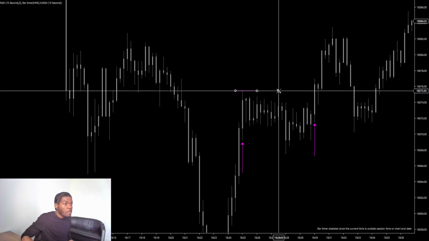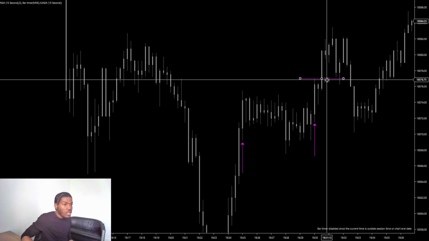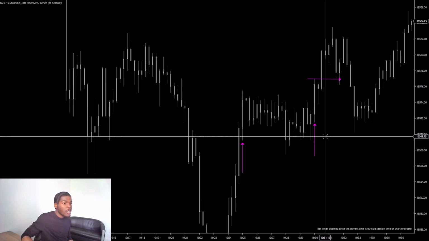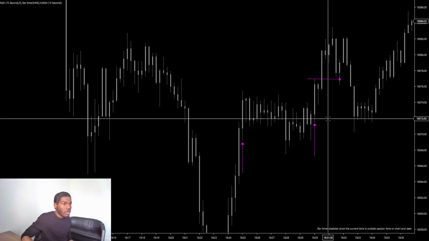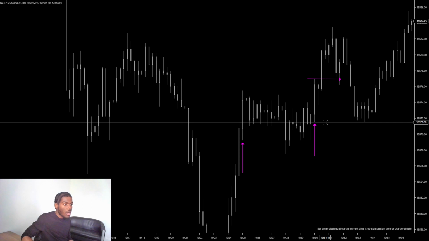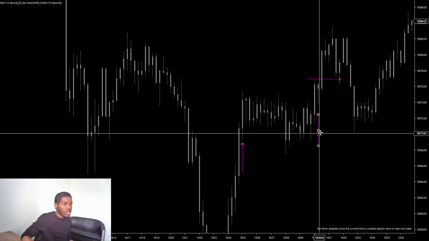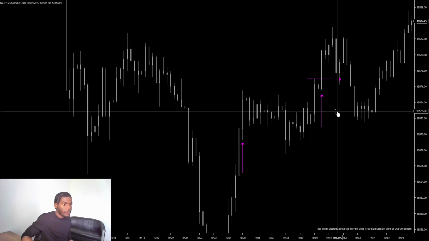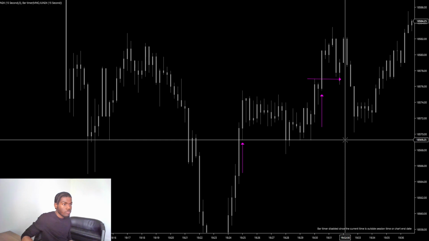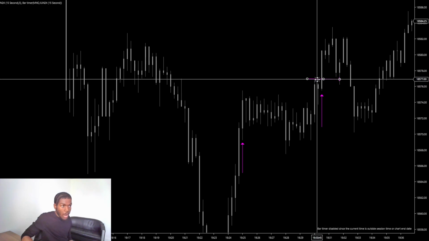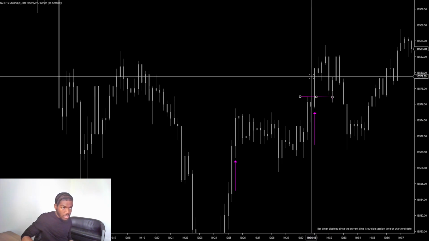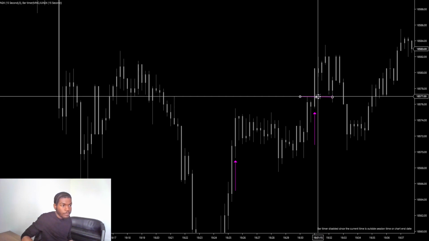Now we need a move above the last up candle's high in order to create a new up candle that is valid as the last up candle, in which we get that here. Now I want to show you guys something too, and this scenario is perfect.